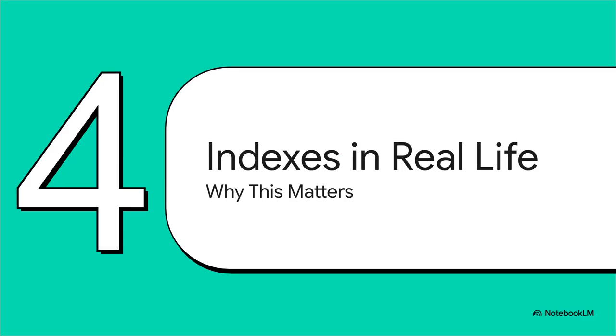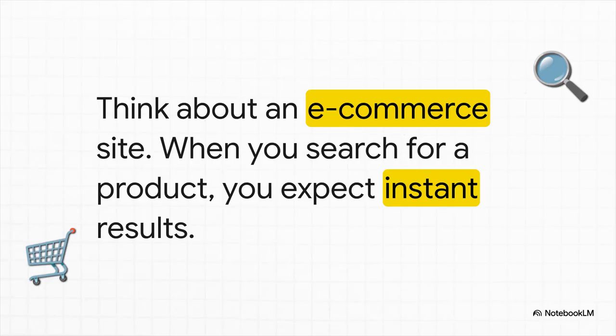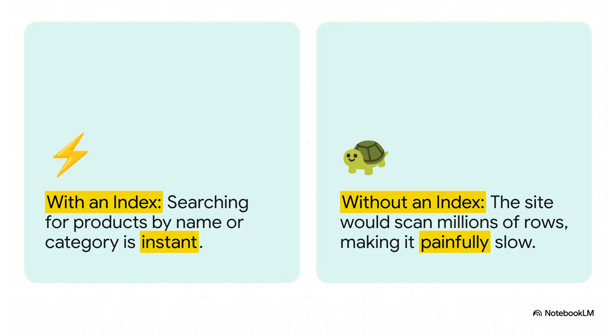Okay, let's pull this out of the abstract world of databases and into an example that you probably deal with every single day. Think about the last time you were shopping on a big online store. You type what you're looking for into that search bar, you hit enter, and you expect results right now. That instant result, that's the power of an index. If that website didn't have an index on, say, its product names or categories, every single search would force the database to scan its entire inventory. The site would be so painfully slow that you'd just give up and go somewhere else.